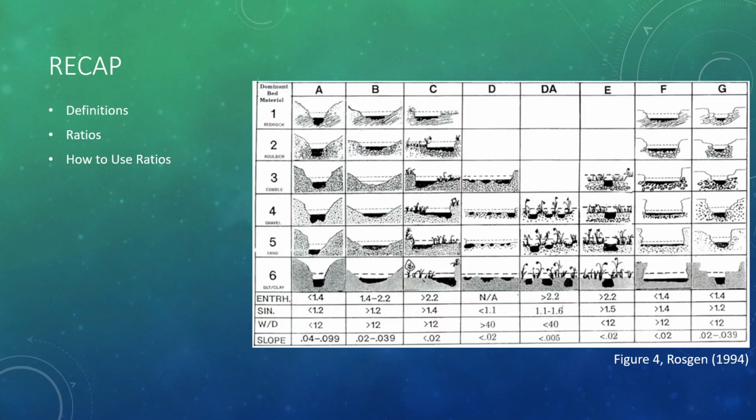So today we talked about some of the ratios we use in fluvial geomorphology, how to calculate them, and a bit about how they may be applied to river classification schemes.